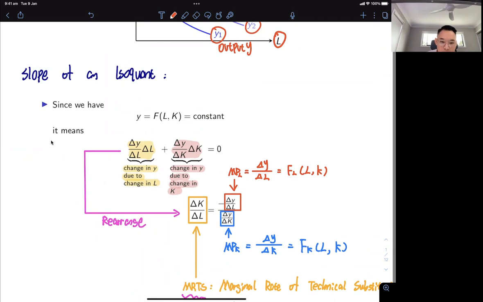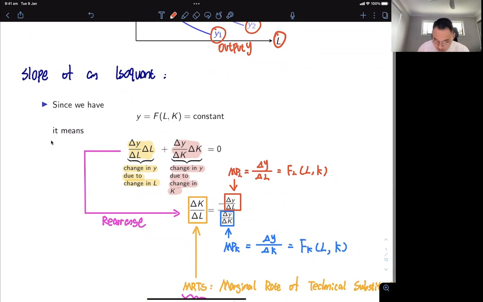The other part is the change in Y due to changing K. If you change 1 unit of capital, how much will the output change, which equals 0. By rearranging this equation, what we get is the change of K over the change of L equals minus the change of Y over the change of L, over the change of Y over the change of K.